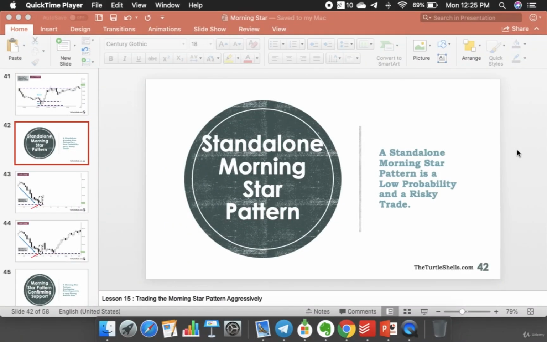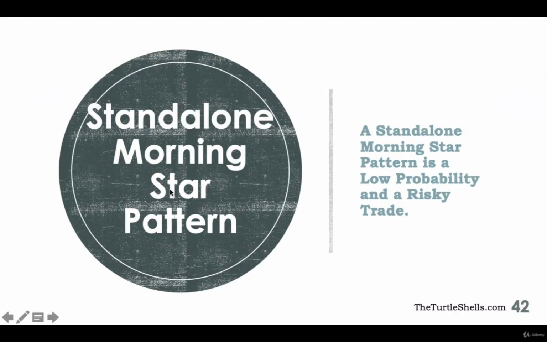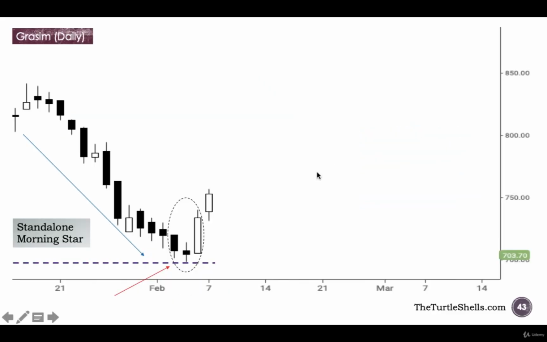Right, we have already looked at this. So let's have a quick example of a standalone Morning Star pattern. We have looked at standalone hammer, standalone bullish engulfing pattern, standalone piercing pattern. The idea is the same. If a pattern is not confirming prior support, it is a low probability, risky trade. That is how you trade a Morning Star pattern aggressively. So let's quickly have a look at an example.